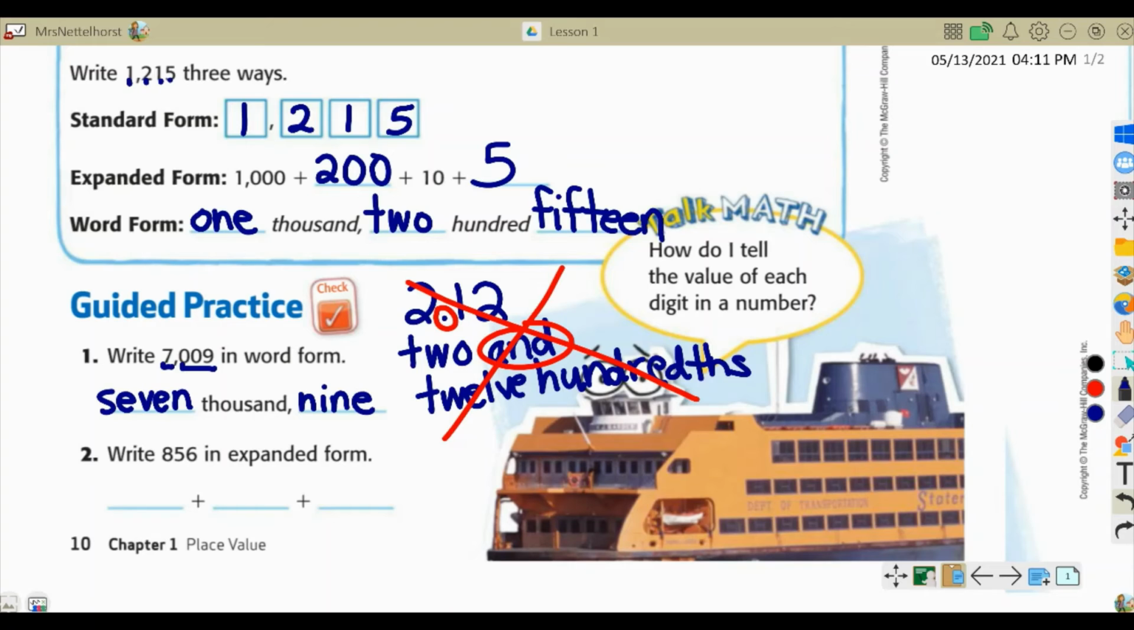Okay, number 2, write it in expanded form. Write 856 in expanded form. Pause your video. Okay, so 8 in the hundreds place is 800. 5 in the tens place, 5 tens, 10, 20, 30, 40, 50. Sorry, I started counting by 5s, not by 10s. Okay, and then 6 in the ones place is just 6. 1, 2, 3, 4, 5, 6 ones.